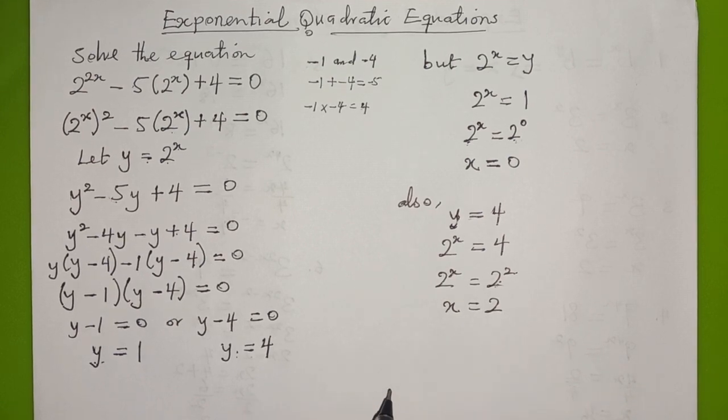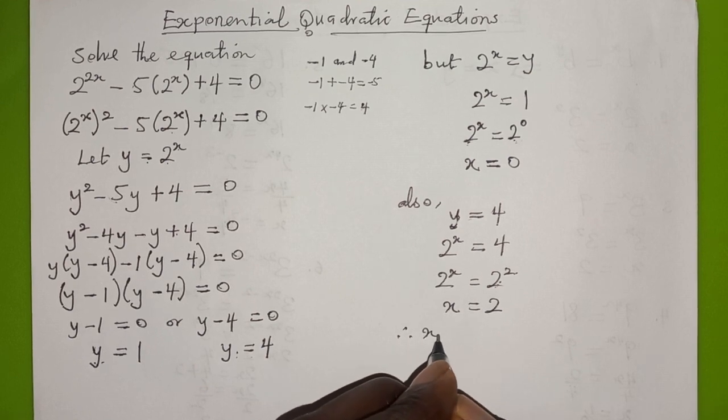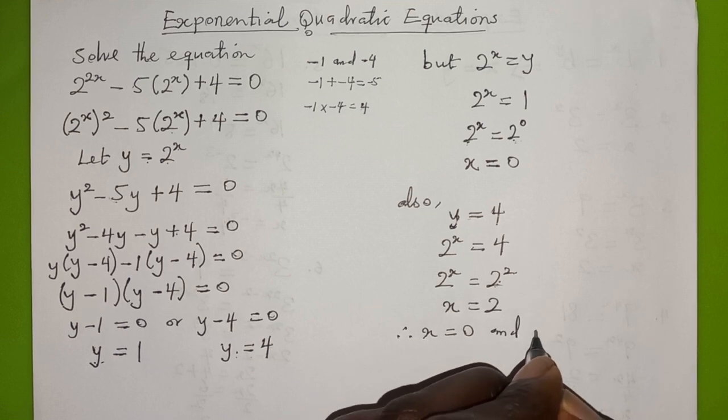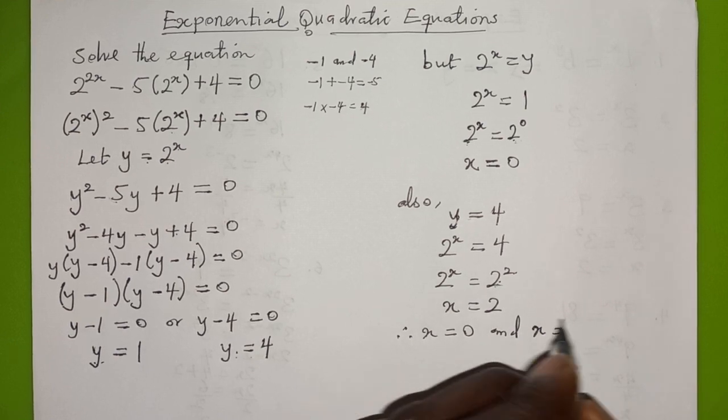So finally, therefore, our x is equal to 0 and x is also equal to 2.